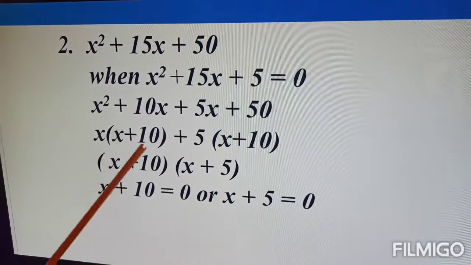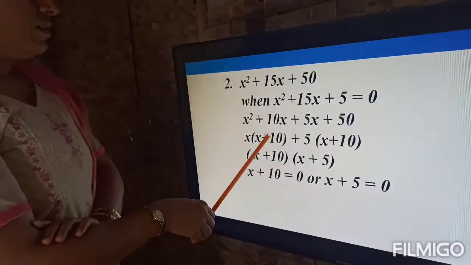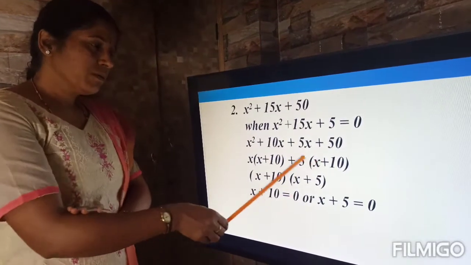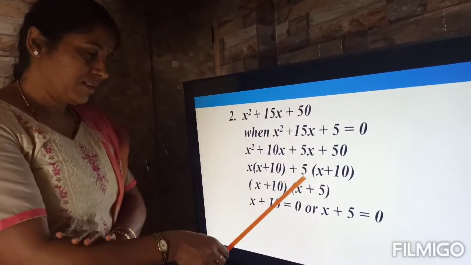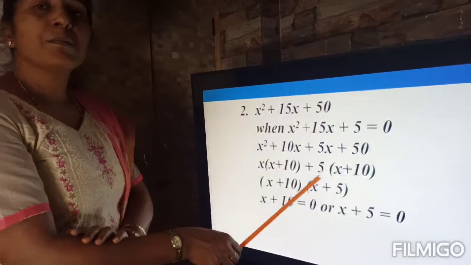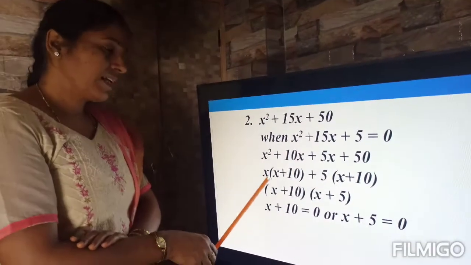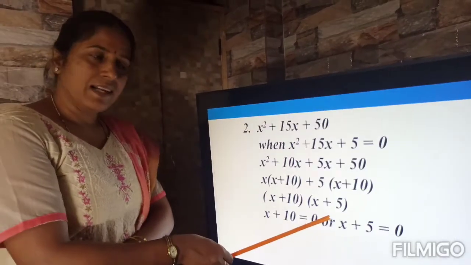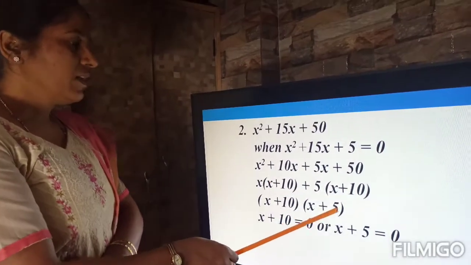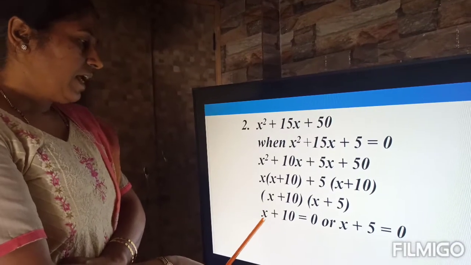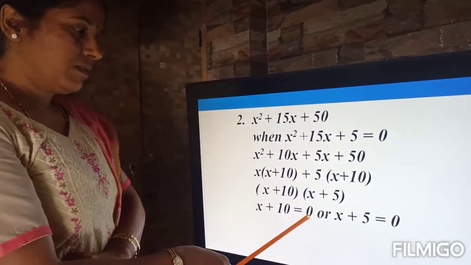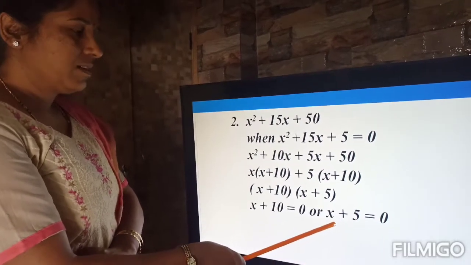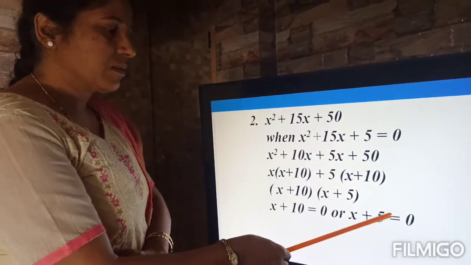Now these two factors are same. In these two, the same factor, we have to keep one time. Then both the coefficients, here x is there, here 5 is there. These together we have to make another bracket. Then x plus 10 is equal to 0. Both the brackets we have to equalize to 0. Then x plus 5 is equal to 0.